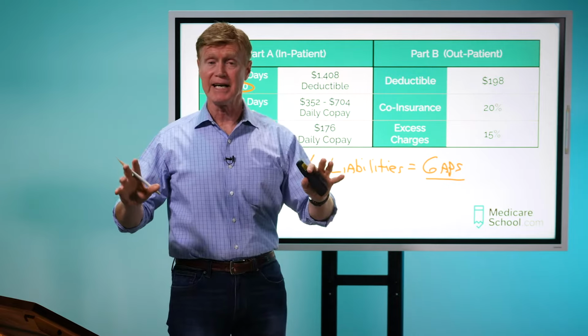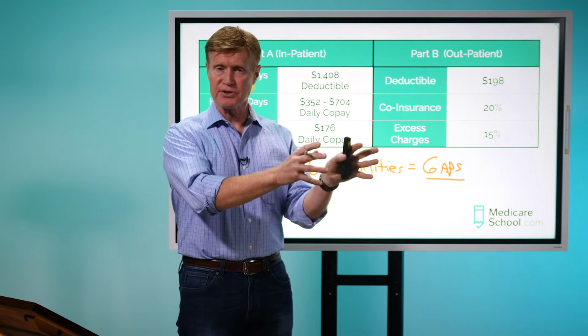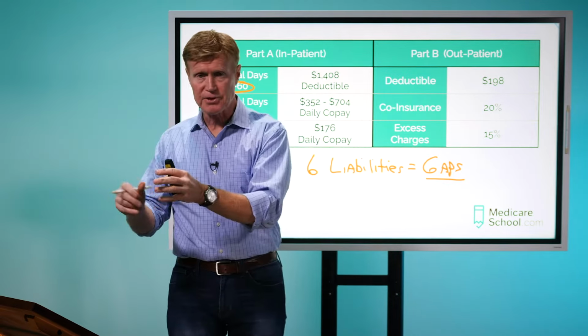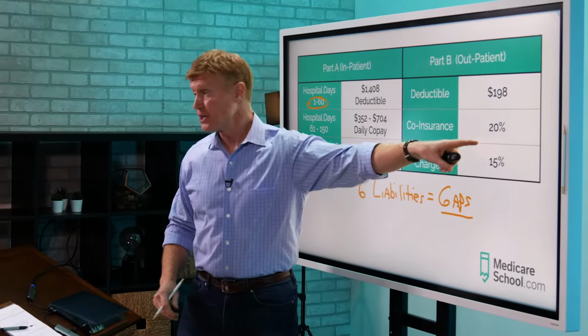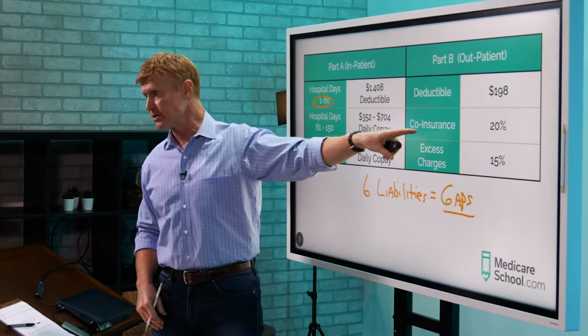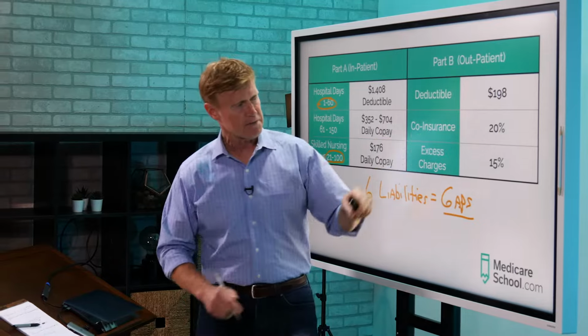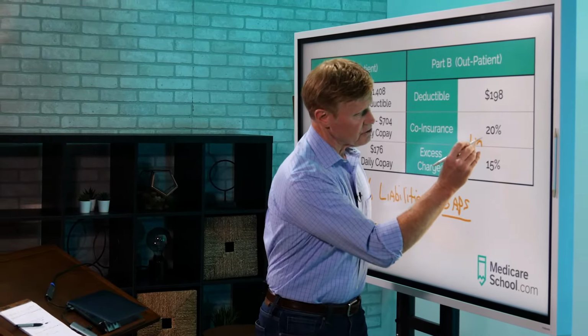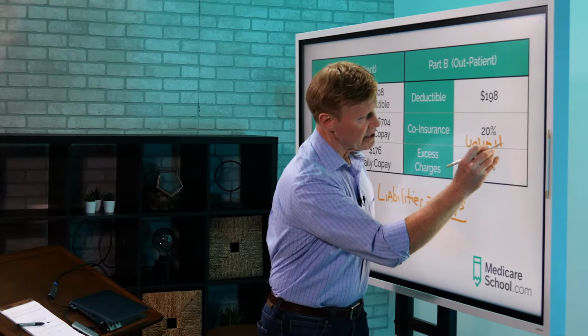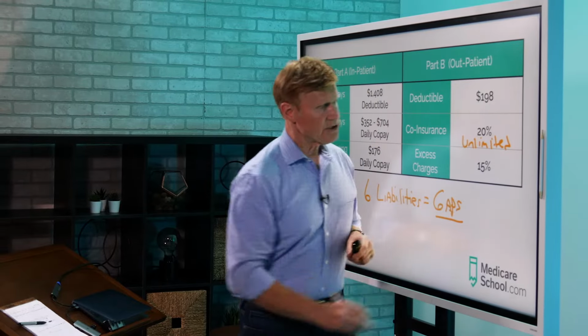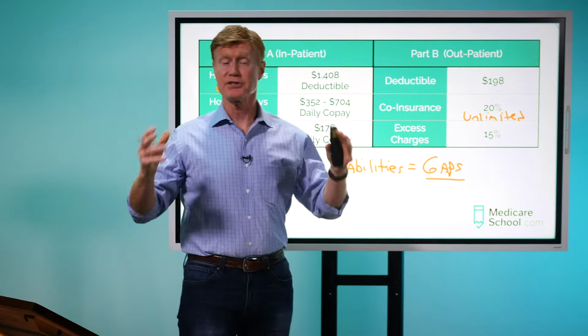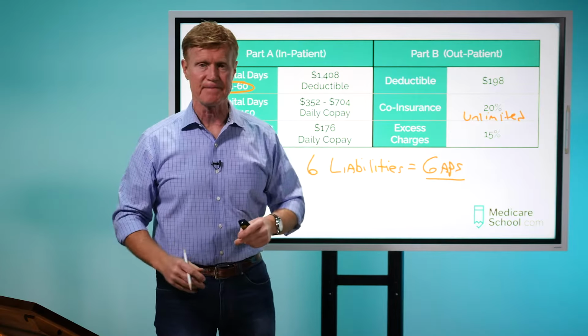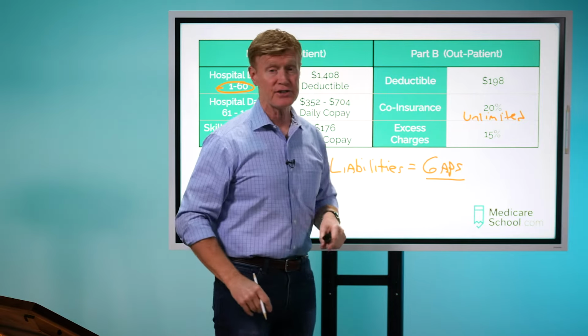After that deductible is met, now Medicare is going to pay 80% of the bill, and you're going to pay 20%. So your percentage, your 20%, is called coinsurance. Now, the problem with your 20%, folks, is this. It is totally, totally unlimited, all right? In other words, that 20% never, ever, ever stops unless we get insurance to stop it. And then the last gap is called an excess charge.